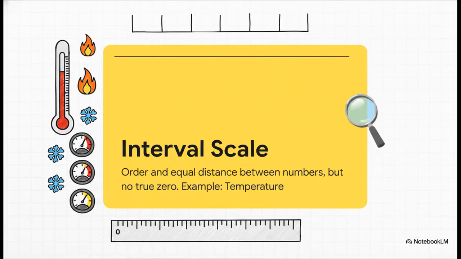Climbing higher, we hit the interval scale. Now, the distance between numbers is equal and meaningful. Think about temperature in Celsius. The jump from 10 to 20 degrees is the exact same as the jump from 20 to 30 degrees. But, and this is a big one, there's no true zero. 0 degrees Celsius doesn't mean the absence of heat. Because of that, you can add and subtract, but you can't say 20 degrees is twice as hot as 10 degrees. The math just doesn't work that way.